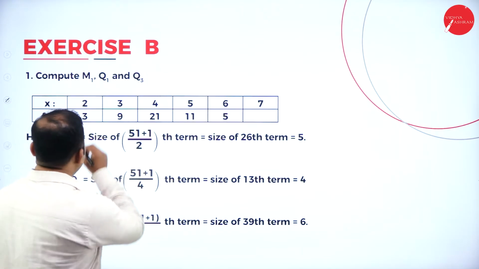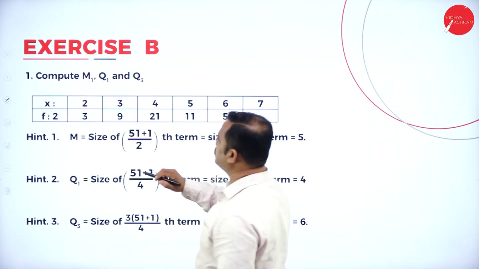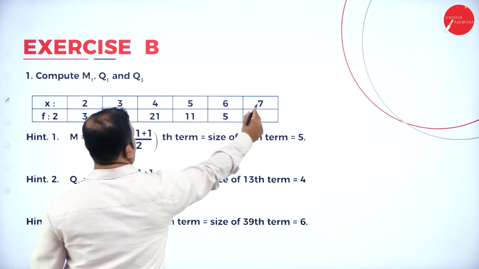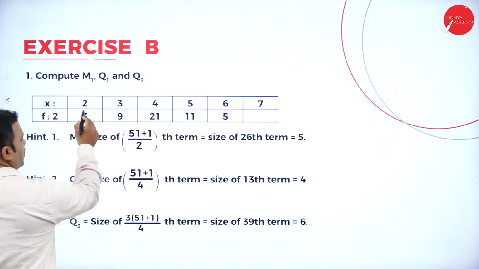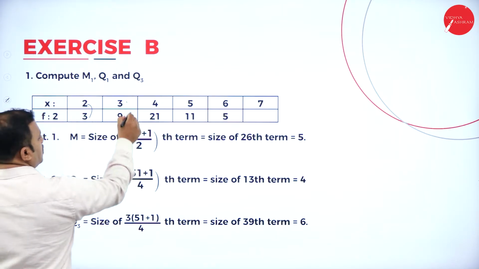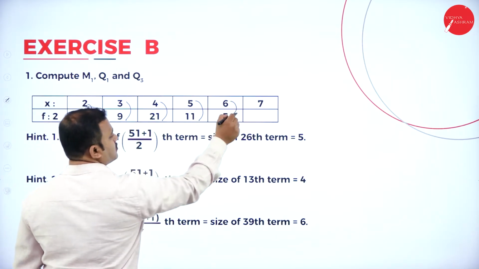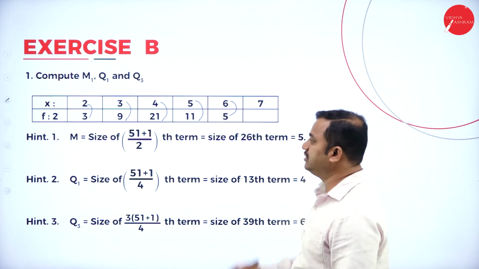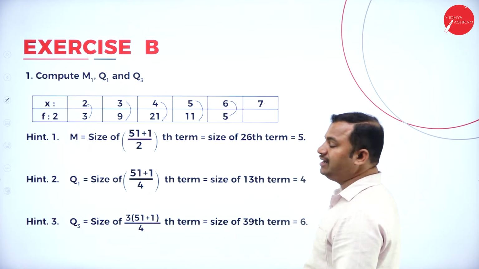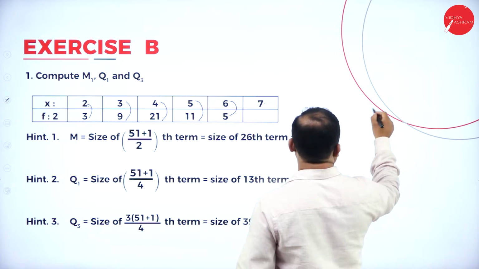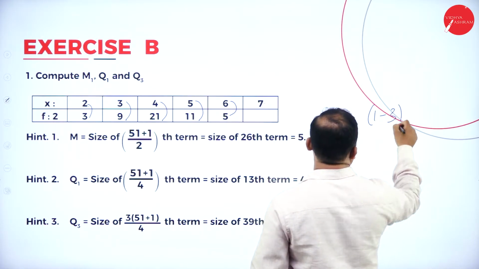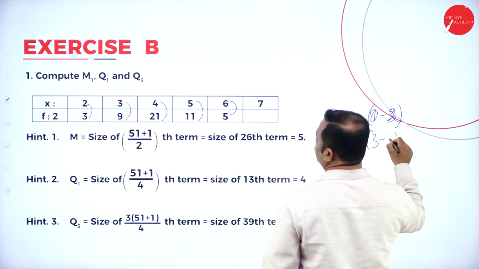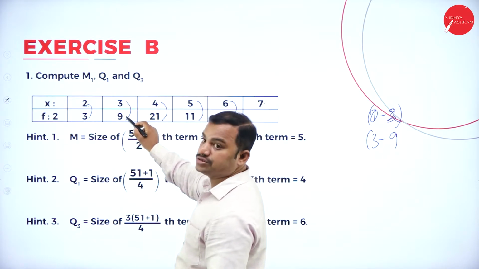So similarly, we have the next exercise, that is B, which includes Q1 and Q3. How can I find out Q1 and Q3? If I sort out in the increasing order, already it is in the increasing order. We have the terms like this: 2 is repeated 3 times, 3 for 9 times, 4 for 21, 5 for 11, 6 for 5 and 7 only one time. How can I write that in the form of a table? Please note it.